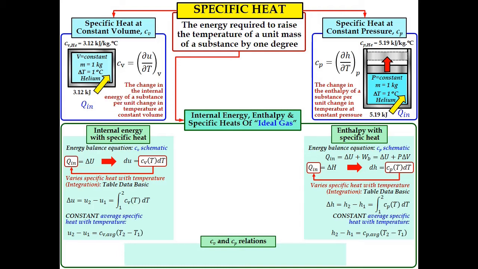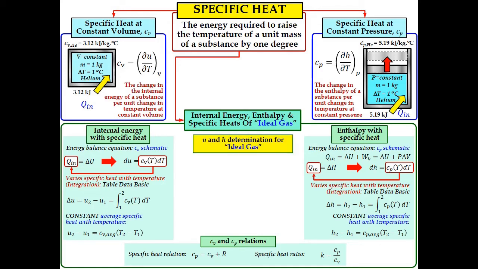Okay, now about the Cv and Cp relation. The relation between Cv and Cp, the specific heat relation, is Cp equal to Cv plus R, where R stands for the gas constant. We also have the ratio of specific heats, which we call K, or specific heat ratio K, equal to Cp divided by Cv. Sometimes, in order to simplify the equation, we will use the symbol of specific heat ratio.